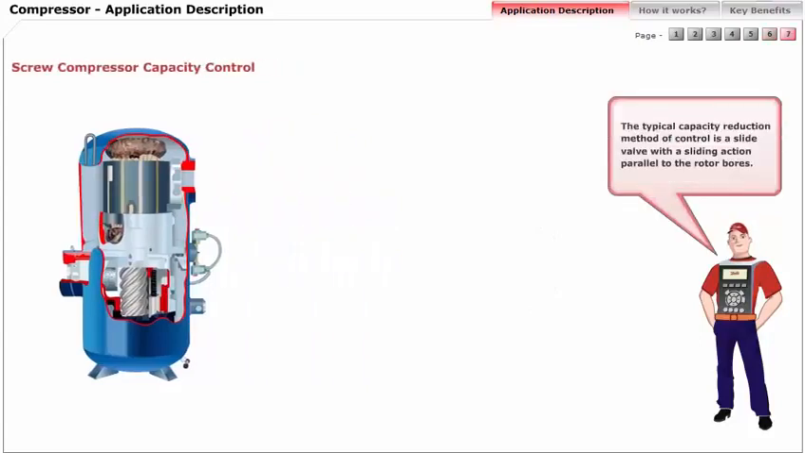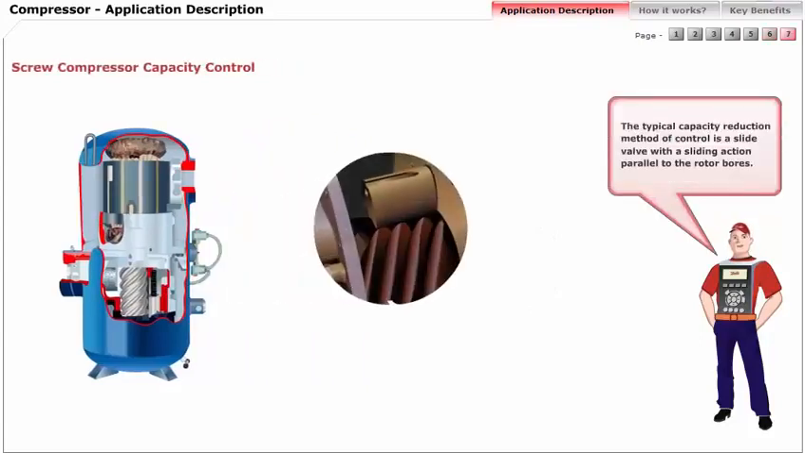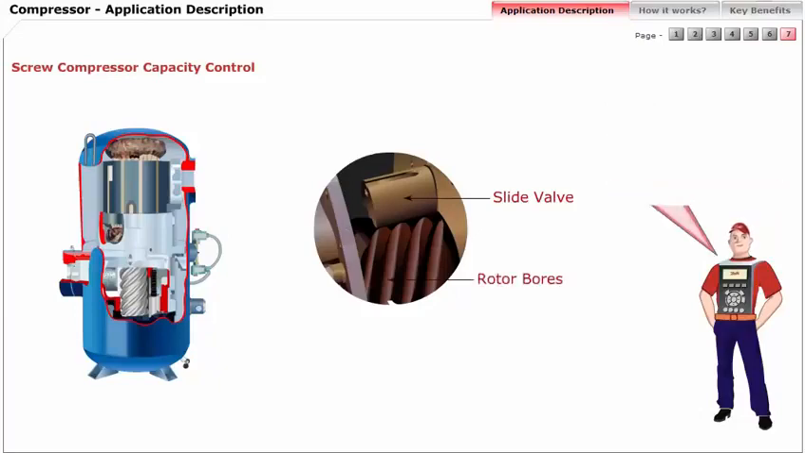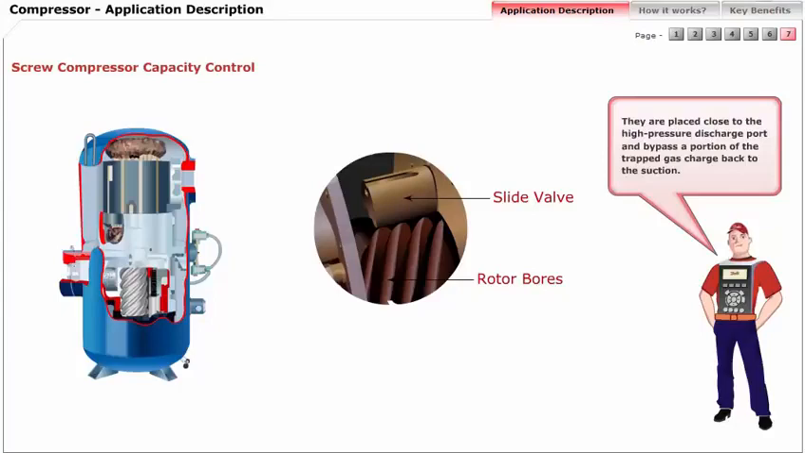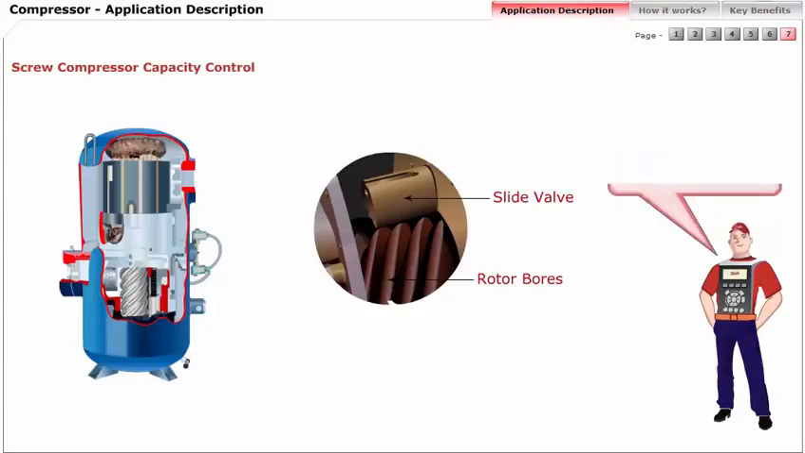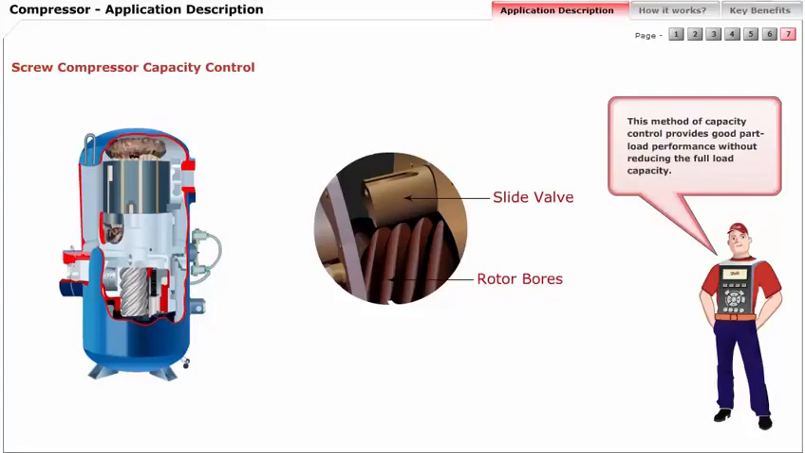The typical capacity reduction method of control is a slide valve with a sliding action parallel to the rotor bores. They are placed close to the high-pressure discharge port and bypass a portion of the trapped gas charge back to the suction. This method of capacity control provides good part load performance without reducing the full load capacity.